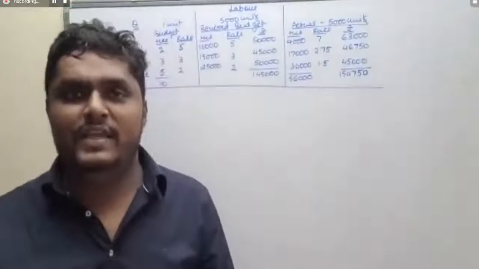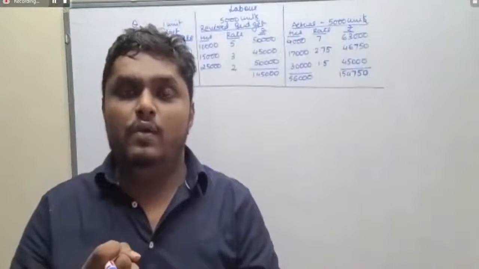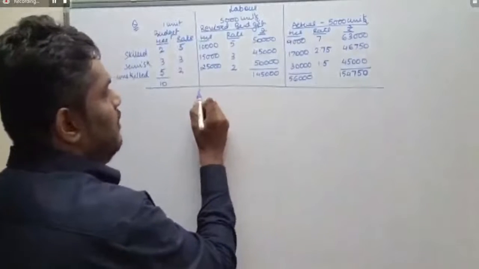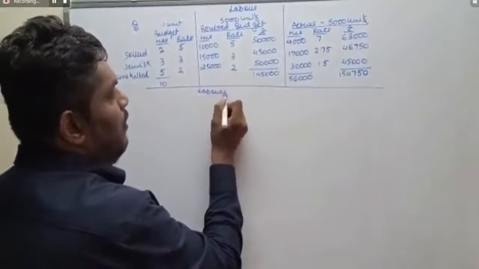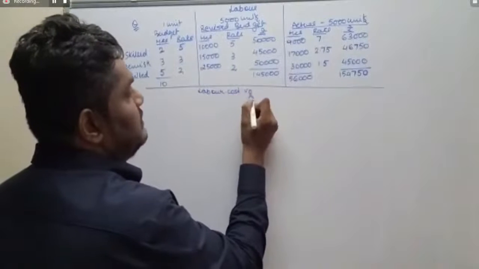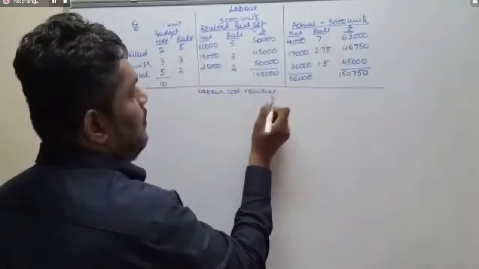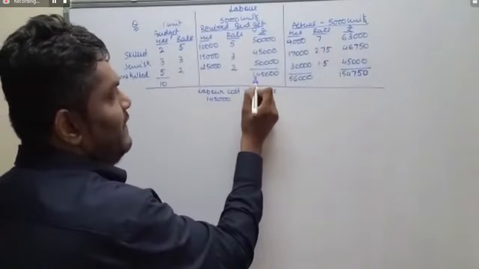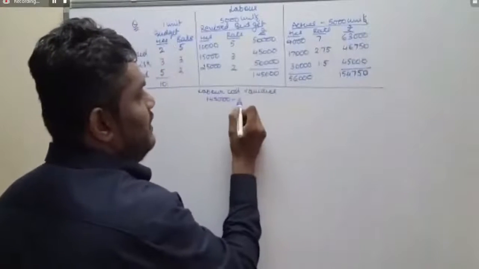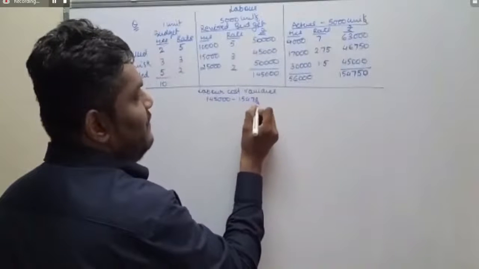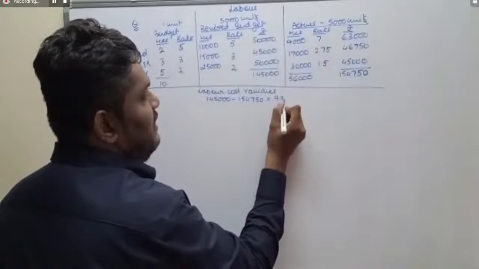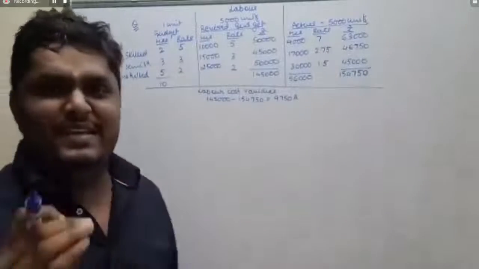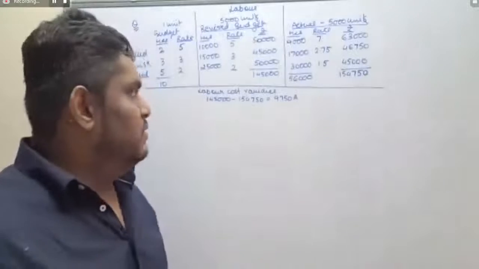Let's start with the variances. In the material, we calculated material cost variance. So in labor also, we will calculate labor cost variance. That is, the overall cost that was supposed to be incurred is 1,45,000, and how much is actually incurred? 154,750. So how much extra? 9,750 adverse. It's just similar to material, guys.